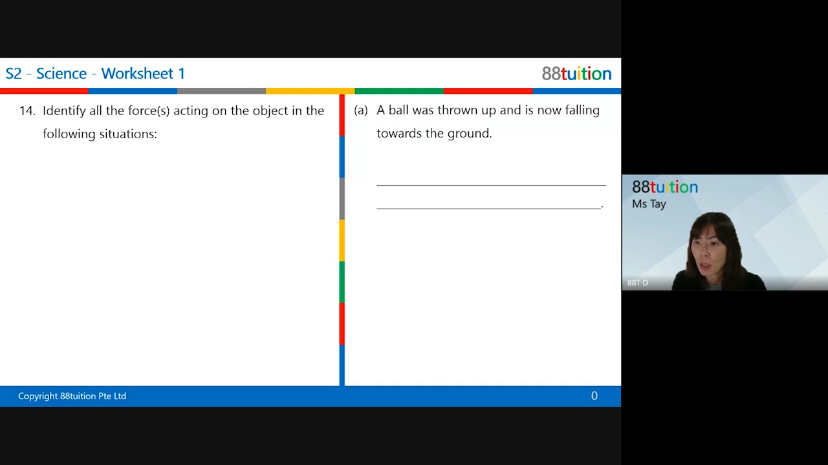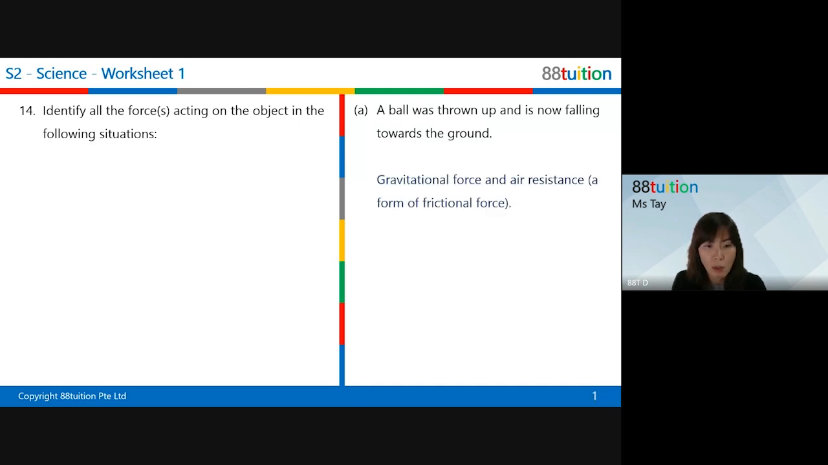Gravitational force. Okay, most of you put down gravitational force. So is it just gravitational force? Take a look here. Now, not just gravitational force. You see here, when the ball is being thrown up, how come it can only go up to a certain height? It is due to gravitational force trying to pull it down. There is also air resistance.